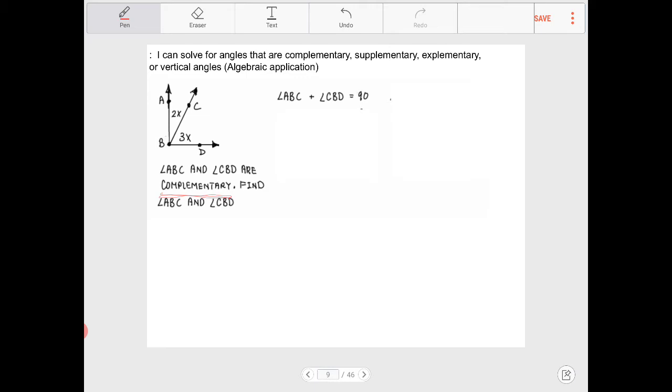And then at this point, all I have to do is replace what angle ABC and CBD are to solve for the unknown. Combine like terms, divide by 5. X will end up equaling 18. I have not finished the problem yet because I'm asked to find out what angle ABC and CBD are. So angle ABC will equal 36, and CBD will equal 54. And just as a quick check here, 36 and 54 does indeed add up to 90.